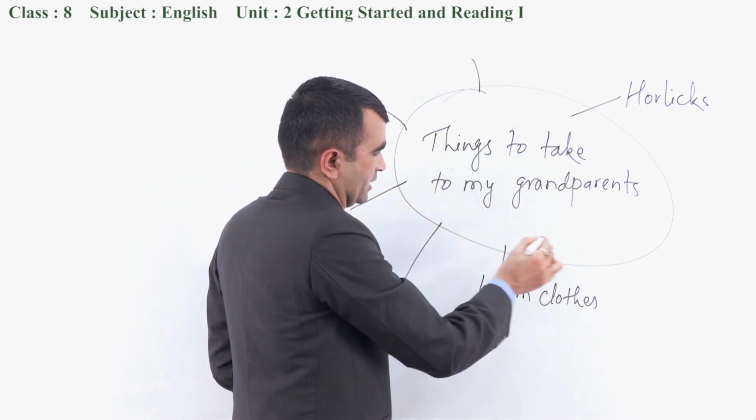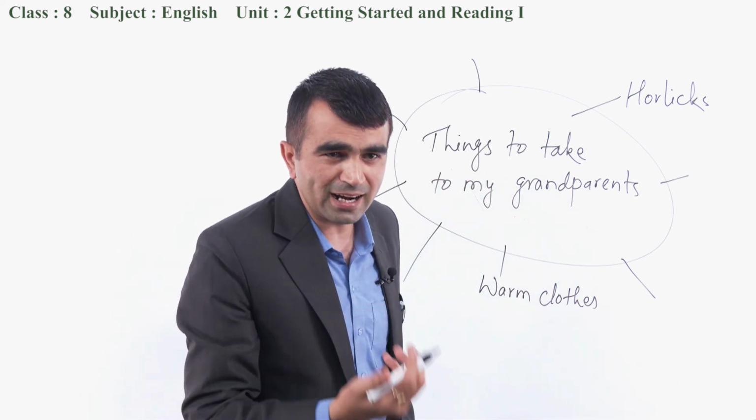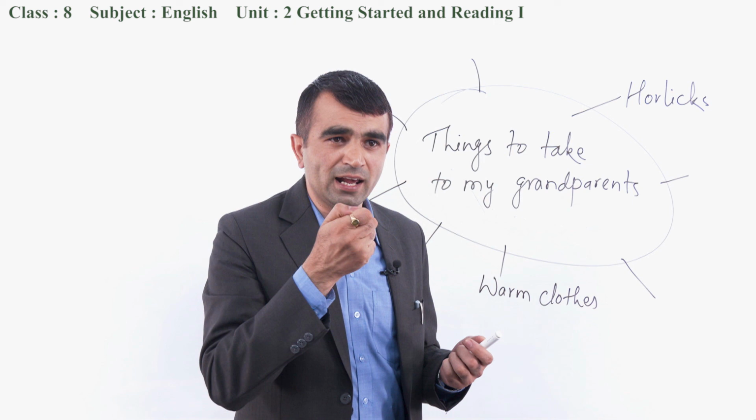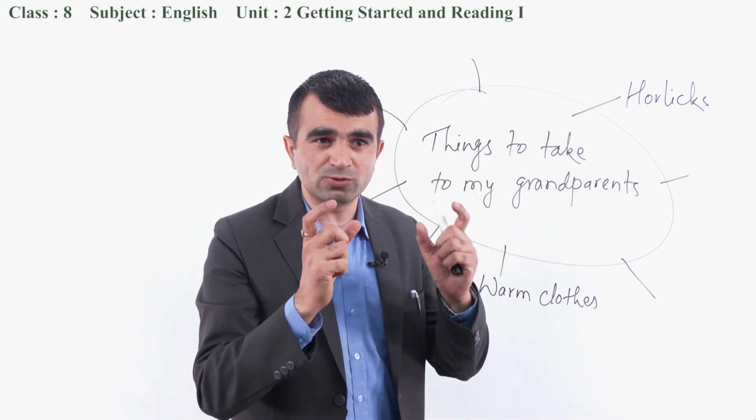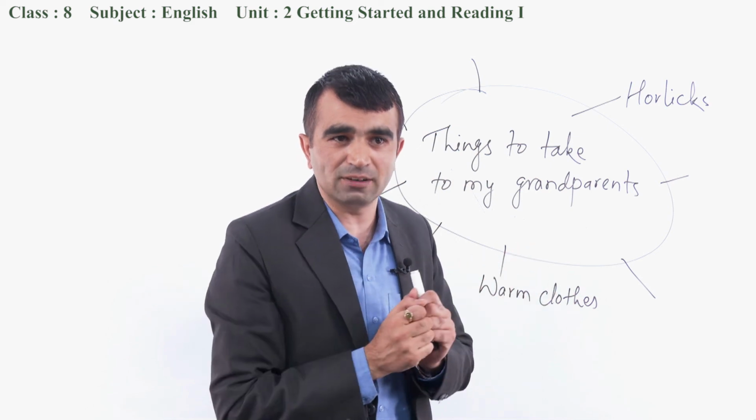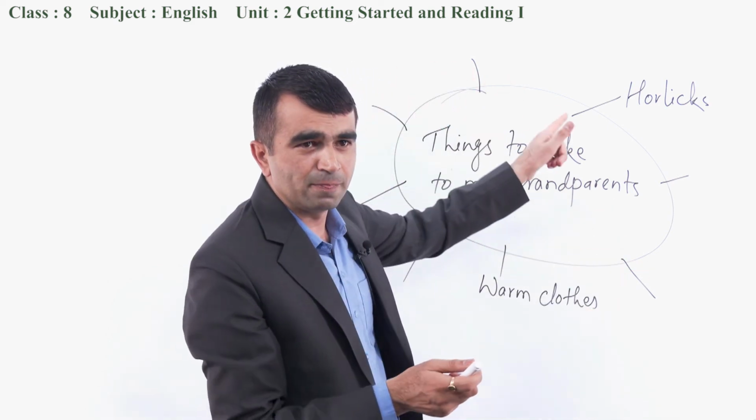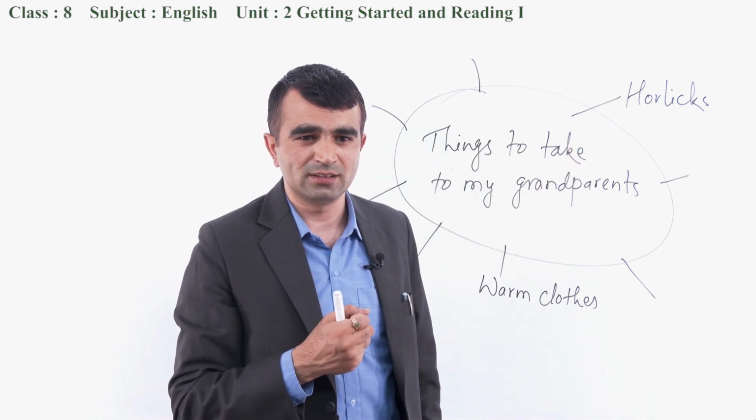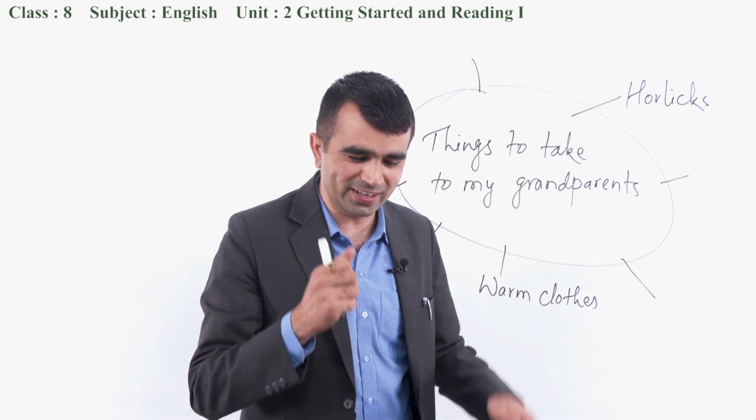Clothes for your grandfather, clothes for your grandmother. Similarly, if you want to take one mobile phone for them, you can make a list. What do you want to take for them as a gift? Okay, you can make a list of these things here, and tell your friends about it. Can you do? Okay, you can do. Very good, very good.